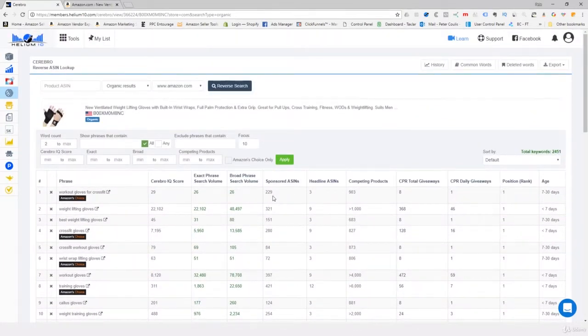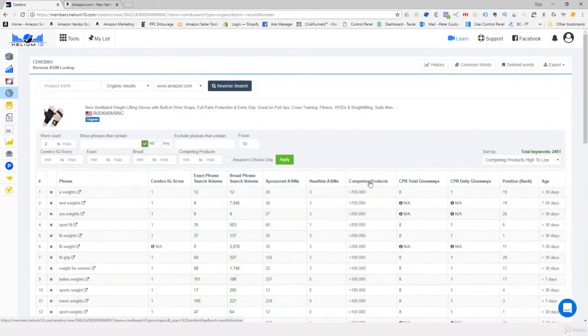What we now need to do is come over here to this competing products column. We want to sort by competing products, because there's many ways you can use this tool, but for this strategy, we're trying to uncover the keywords that have the lowest competition in comparison to their exact phrase search volume, aka their demand, right? So let's sort. The lower the competing products, the better. Let's see what we get.